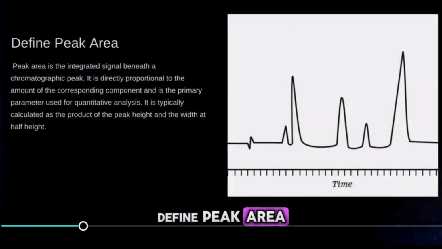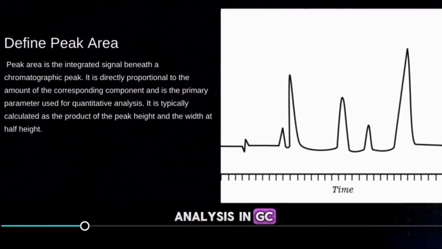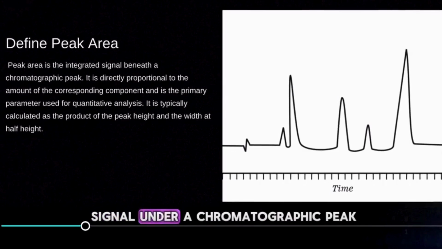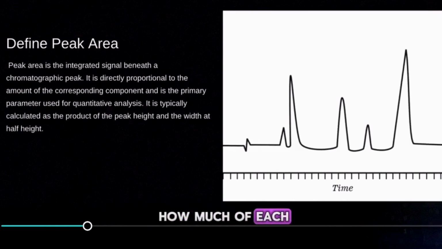Define peak area. The peak area is the heart of quantitative analysis in GC. It represents the total signal under a chromatographic peak. Since it's proportional to concentration, it's used to measure how much of each compound is present. Simply put, peak area equals quantity.